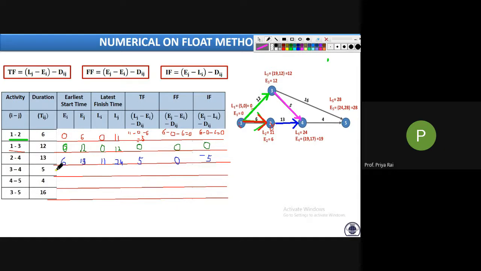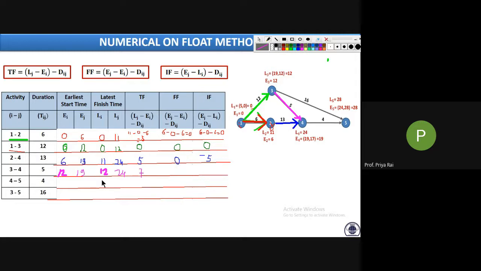Now here it will be EI and LI, 12 12. And here J is 19 24. So tell me, how much will this TF be? 7. See, LJ is 24. 24 minus 12, that is 12. 12 minus 5, 7. Yes.